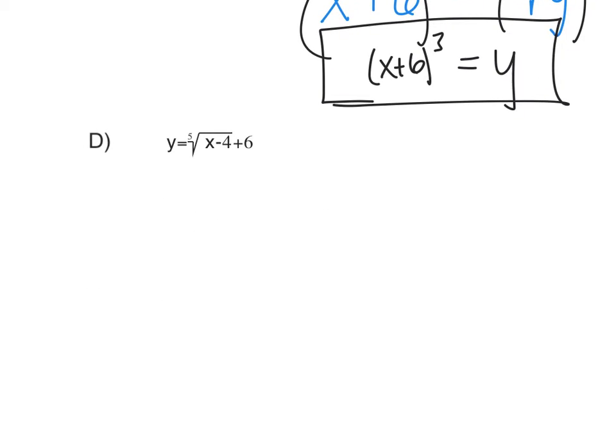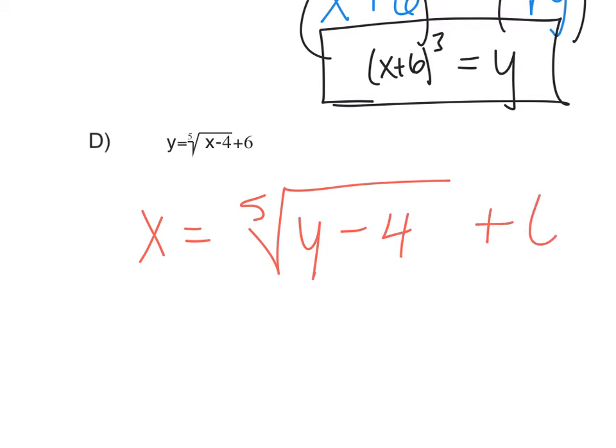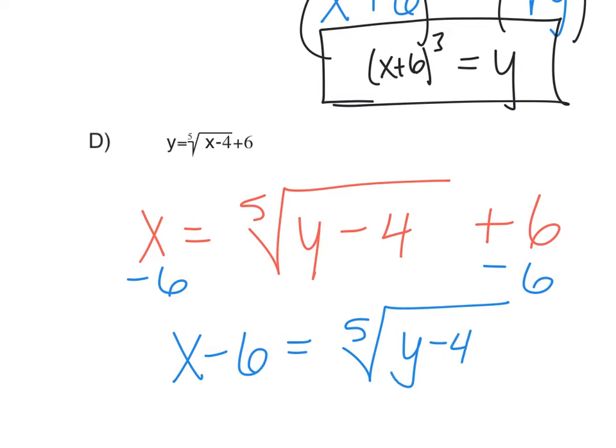D, again, find the inverse. So I'm going to switch that x and y. Now notice the 6 is outside. Okay, so again, I have to isolate this term. So I'm going to subtract that 6 over first. So I've got x minus 6 equals the 5th root of y minus 4.